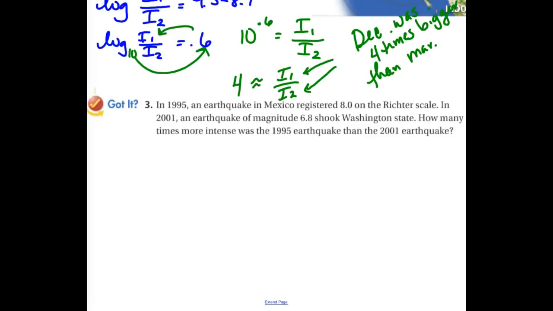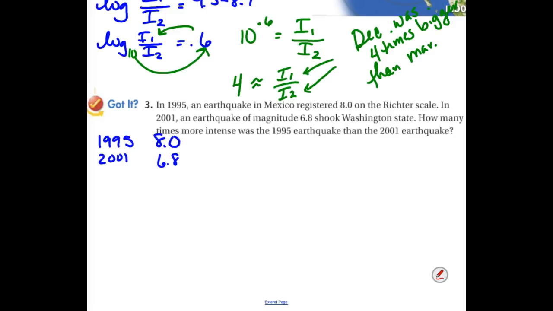All right, go ahead and pause the recording and try this next one. All right, let's check. In 1995, an earthquake in Mexico registered 8.0 on the Richter scale. So in 1995, we were at an 8.0. In 2001, an earthquake of magnitude 6.8 shook Washington State. How many times more intense was the 1995 earthquake compared to the 2001 earthquake?